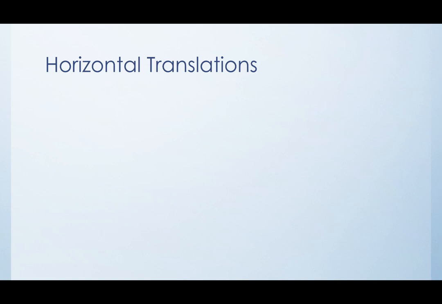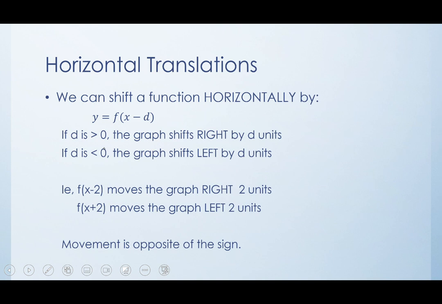All right, so now we're going to talk about horizontal translation. So this is the graph moving left to right. And students do tend sometimes to get this backwards. We are going to shift our function horizontally by using what we call an inside change. So we're changing the input. So we're going to say this is an inside change because we have changed the input.